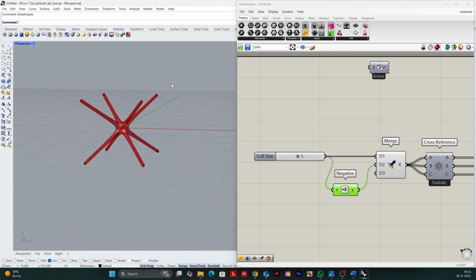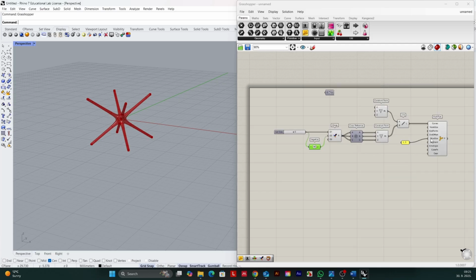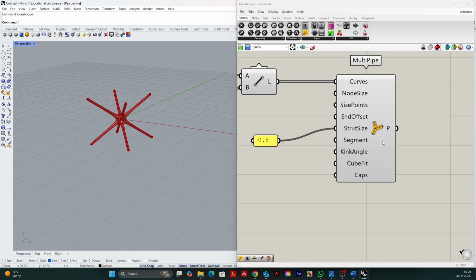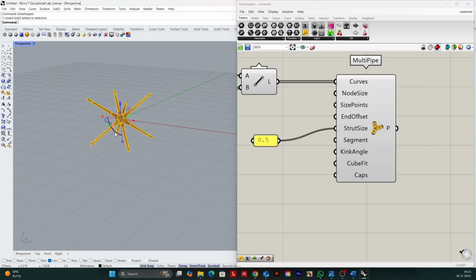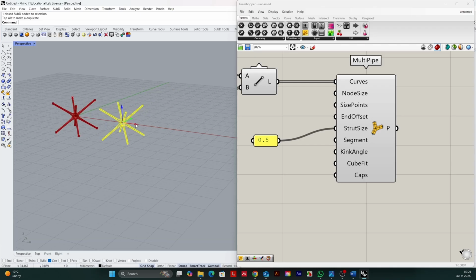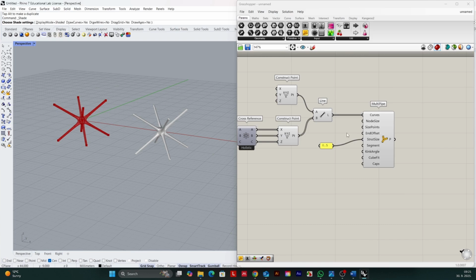At the end, we can also bake a solid model: right click on the multipipe output and select bake, and we will get a solid ready part of the unit cell.